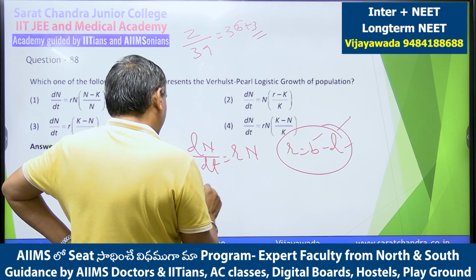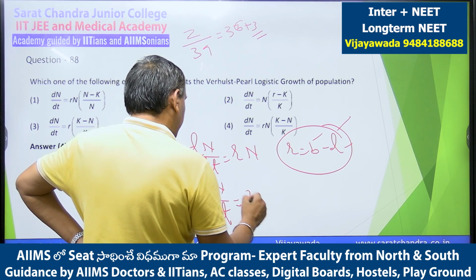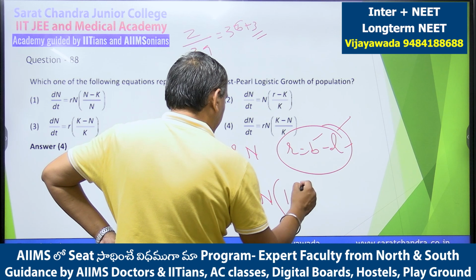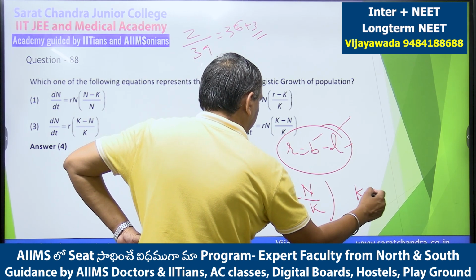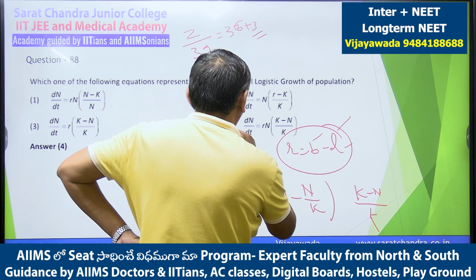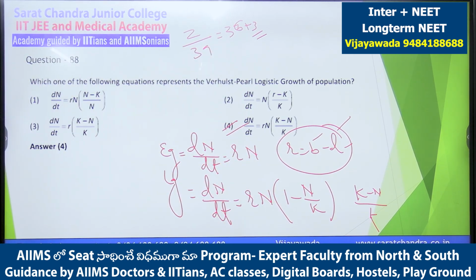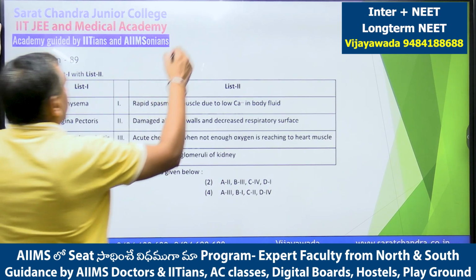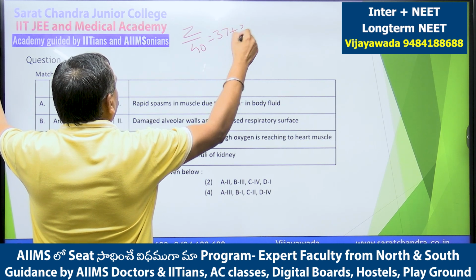There is no limiting factor, but in logistic growth, there is one limiting factor: rN(1 minus N/K), or (K minus N)/K. Direct from NCERT, no confusion. Question number 39 done. Question number 40 in zoology, 37 plus 3.